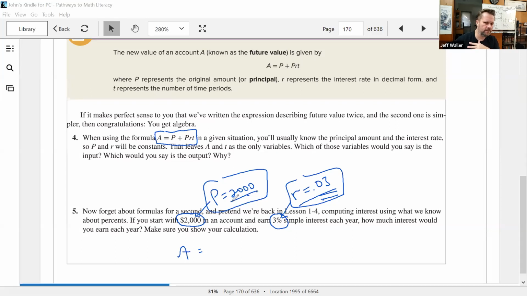All that means is plug these values in. That's all that means. So wherever you see a P in the formula, what are you going to put there? 2000. And what am I going to put in place of R? 0.03. And then T, I don't know.